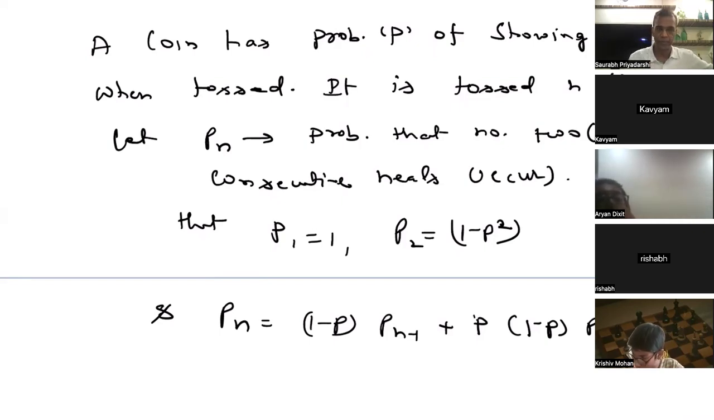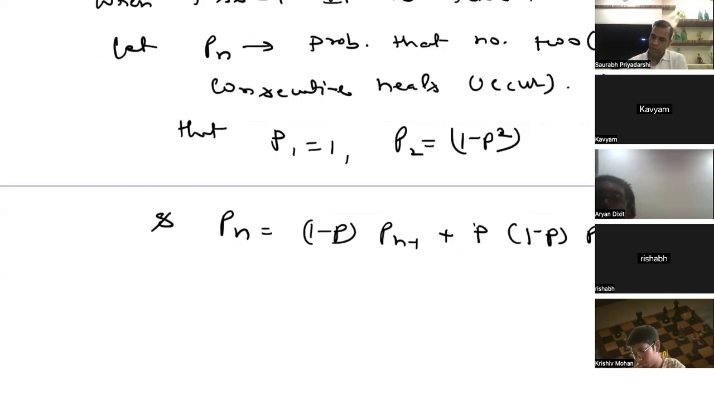Sir, like we did for the normal recursion, I took the nth case. Now, the nth case has two possibilities: either it's heads or it's tails. If we take it as tail, then before that, a head can come, and before that a tail can also come. The probability of tail is 1 - p, and the probability for everything before that is P(n-1).